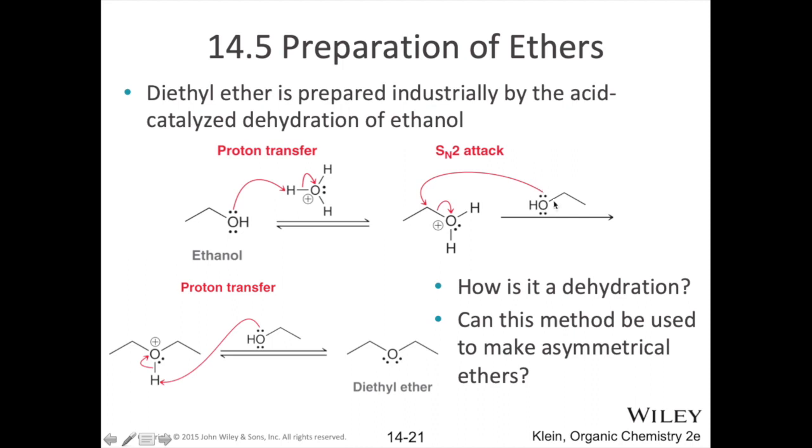Now this, of course, will have the oxygen protonated, so you need to deprotonate that to get rid of the hydrogen and give you the neutral molecule, the neutral product. That's what happens here. So here's our product once that nucleophilic attack has happened. We have just a proton transfer occur, and that gives us our final diethyl ether product.